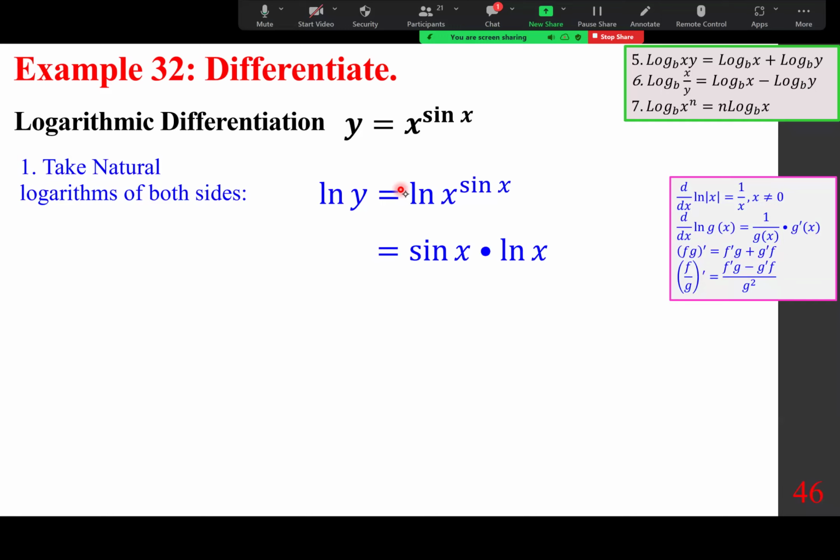All right, so what happens next? Now we are differentiating implicitly, which means we are going to flip this over and then times y prime. 1 over y times y prime.